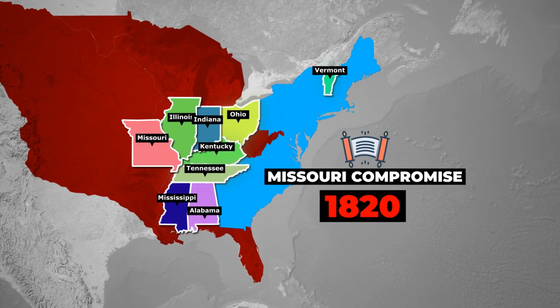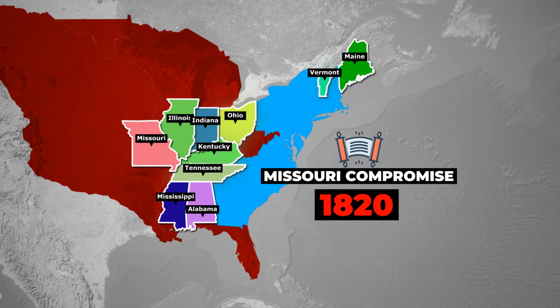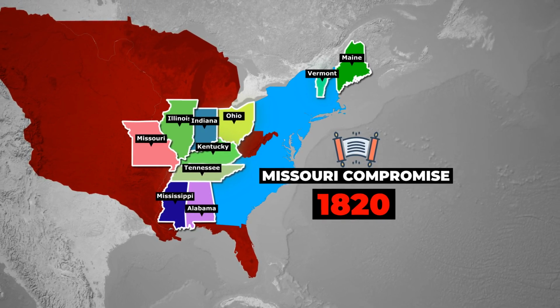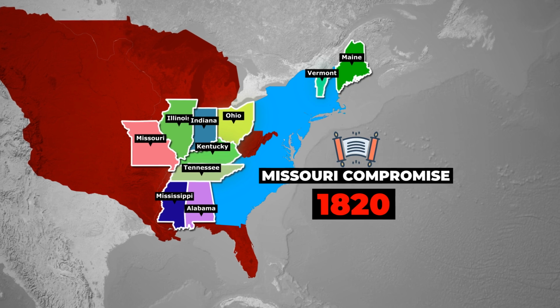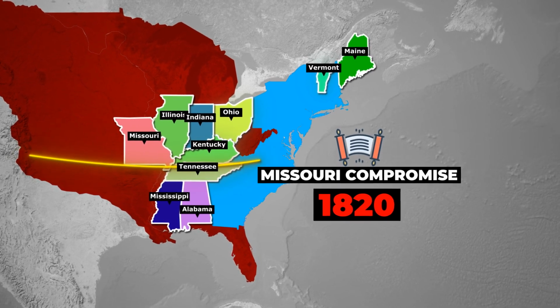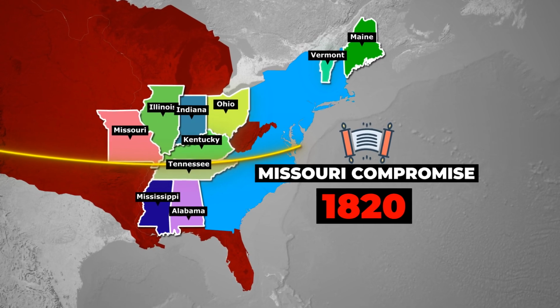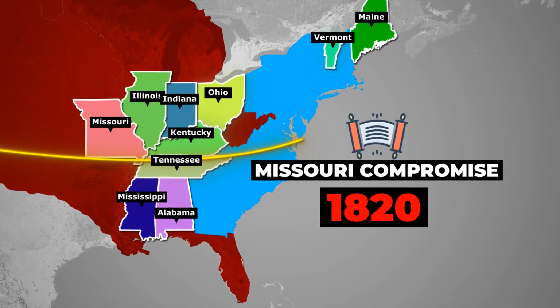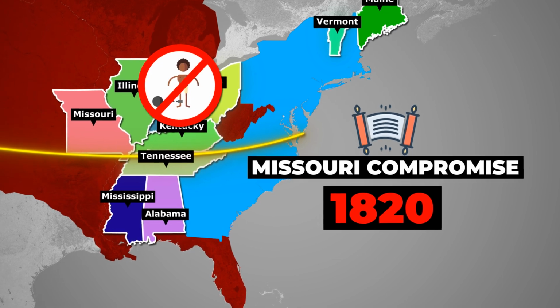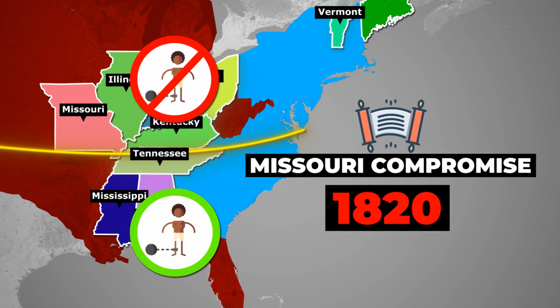It admitted Missouri as a slave state and Maine, which had been part of Massachusetts, as a free state, maintaining the Senate's balance. Additionally, it established the 36°30′ parallel as the dividing line for future states. North of this line, slavery would be prohibited, while south of it, slavery could expand.